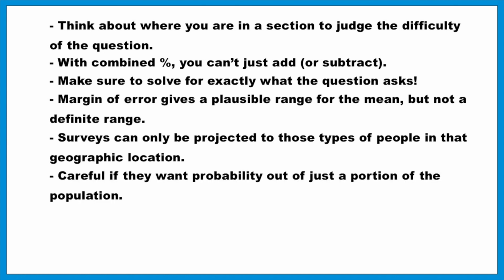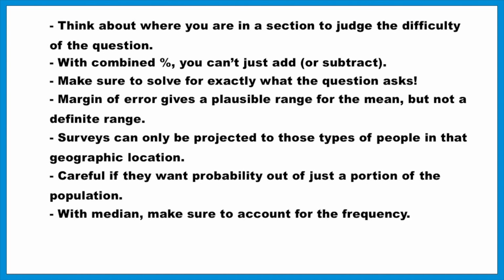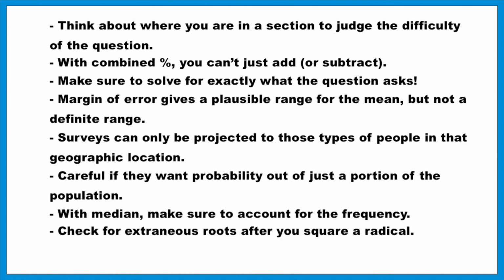Careful if they want probability out of just a portion of the population. With median, make sure to account for the frequency. Check for extraneous roots after you've squared a radical, and possessive nouns are not the subject. These are some of the most popular traps that appear on the SAT and ACT. As you work on your practice sections, see how many you're able to spot. Even if you can't always find the right answer, these are very helpful tools to help you avoid trap answers.